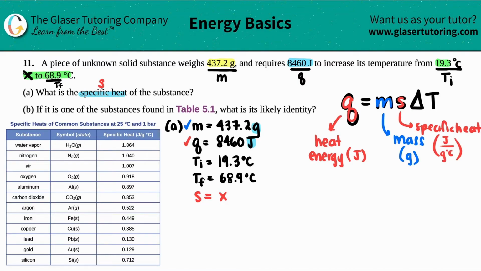Whole bunch of things going on here. And then we have this triangle T. This is a delta T. Delta is Greek for just a change, right? So it's the change in temp. So I'm just going to say change in temp.